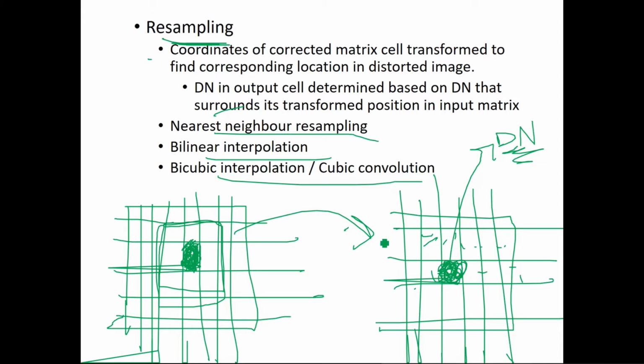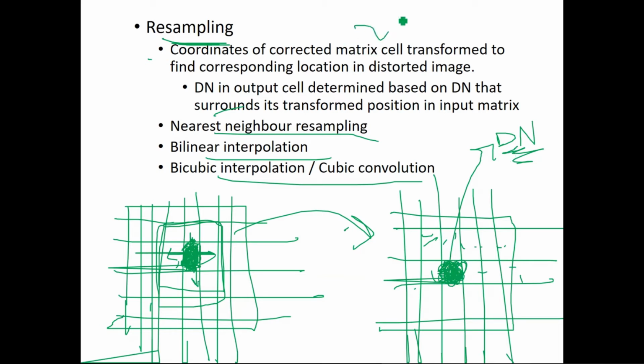In nearest neighbor resampling, a slight spatial offset of up to 1.5 pixels may be encountered. What you do in nearest neighbor interpolation is that the DN is assigned based on the nearest cell in the input matrix. So this DN is decided based on its nearest cell, and that DN from the input matrix is assigned in the output matrix. So you get the new DN for that particular location.